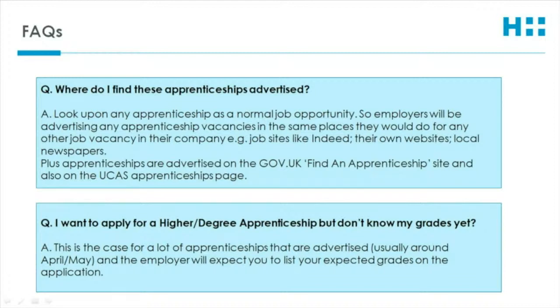I want to apply for a higher or degree apprenticeship but don't know my grades yet. That's absolutely fine. This is the case for a lot of apprenticeships and a lot of people are in a similar position. The employer will expect you to list your expected grades or predicted grades. So if you don't already have those grades, then that's fine. As long as you put your predicted grades, then the employer will.